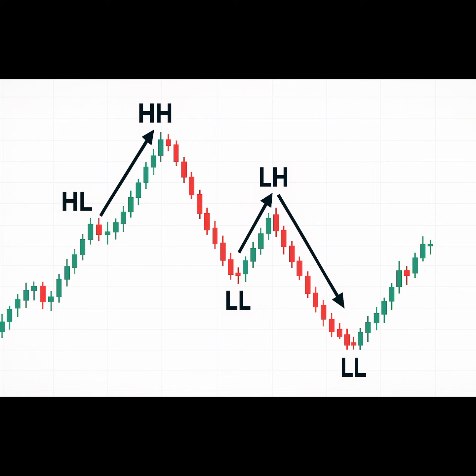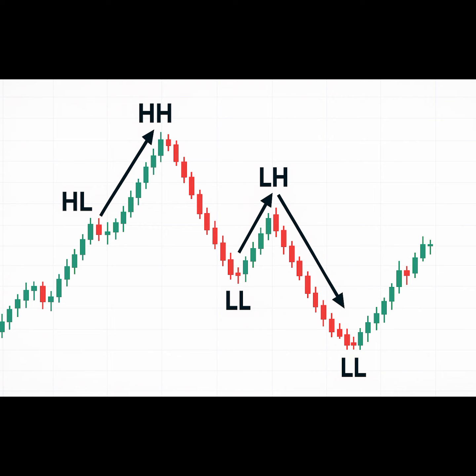Higher highs, HH, occur when the price moves above the previous high point. Higher lows, HL, are formed when the price makes a retracement and then creates a higher low than the previous low. These two together form a bullish structure, indicating that buyers are in control.